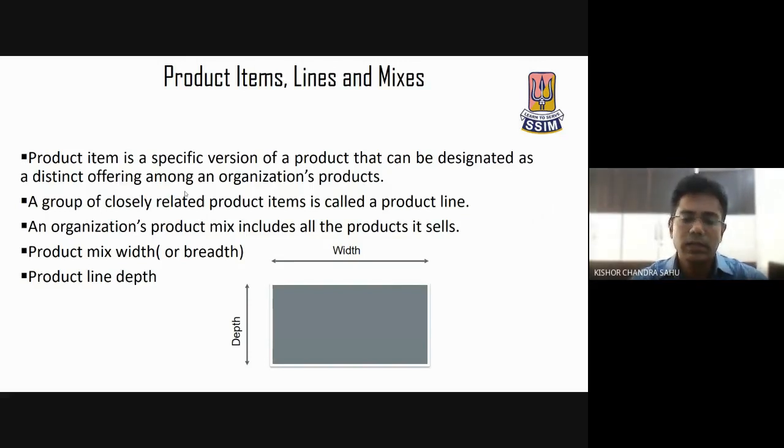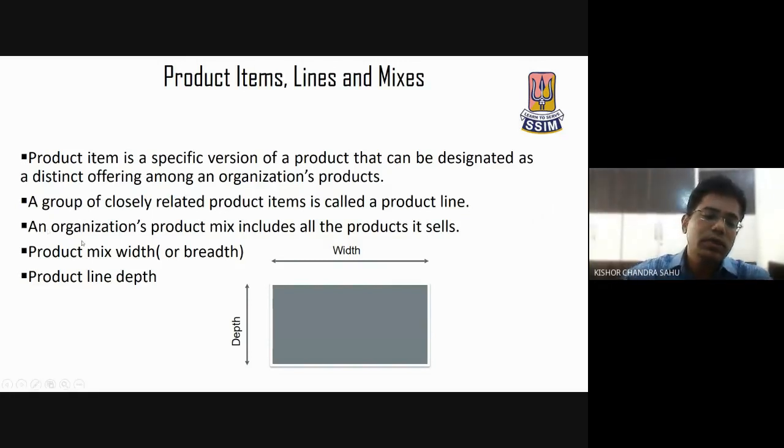For example, I just now listed a few soups of Maggi. So all these can be called the product line soup. In Maggi soup there can be many items: hot and sour, tomato, sweet corn, chicken soup. All these are called product items, and the product line is called soup. Any organization's product mix: what is product mix? All the product items together are called the product mix.